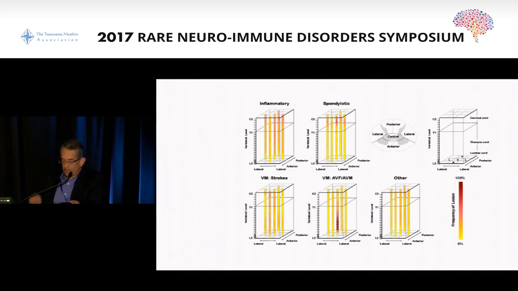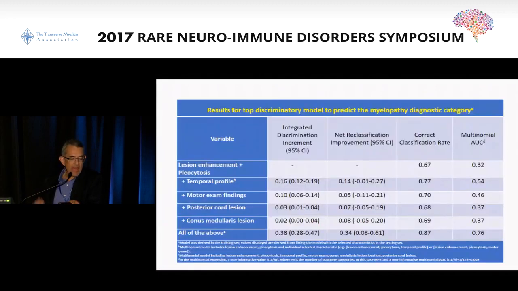Now, what we did was we combined different elements of our analysis, and we picked the ones that were significant in our descriptive analysis, and we put these in a multinomial and analytical approach to establish which parameter is the best for defining and predicting the presence of an inflammatory myelopathy. And this is the result of the model.